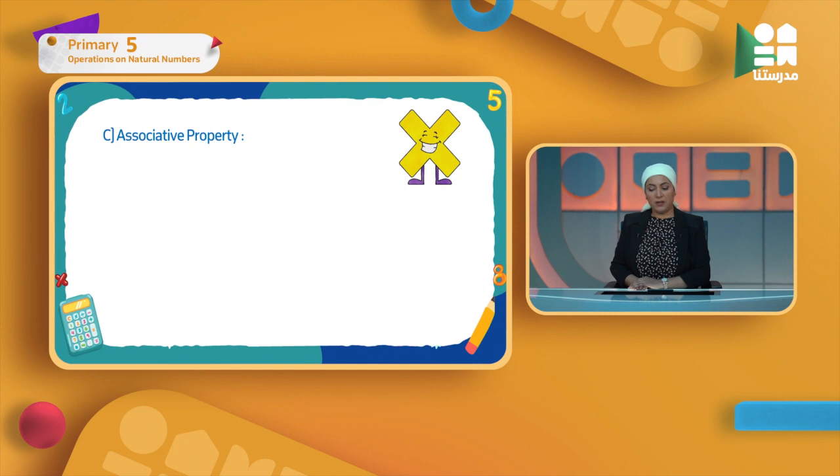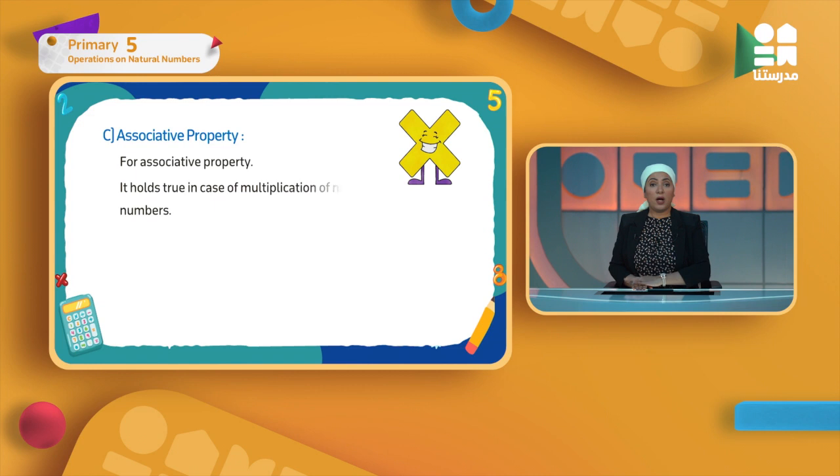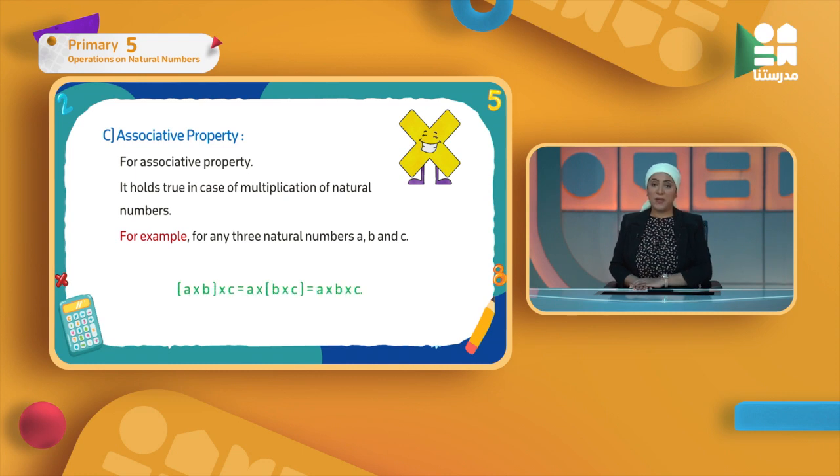Associative property, the third property. For associative property, also under multiplication, it holds true. Then I can apply the associative property on multiplication as well. So if I have the three numbers a, b, and c, a times b, when I get the answer, I multiply it by c, it is equal to a times, between brackets, b and c, and they are both equal to a times b times c.